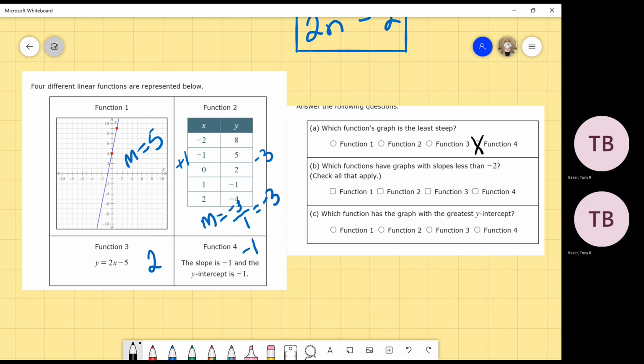Which of the functions have graphs with slopes less than -2? Function 4 has a slope of -1, right? Is that less than -2? So the only one is function 2 with the -3.